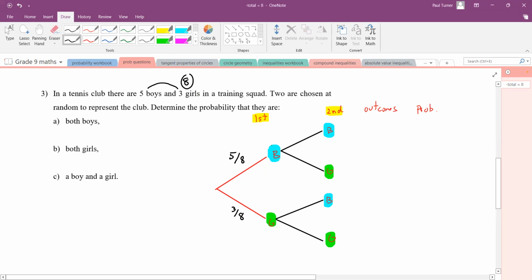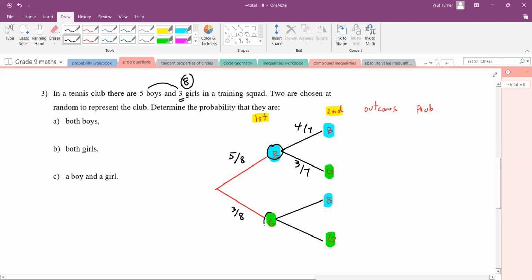Okay, so imagine now we've chosen a boy, and a boy's been picked out. What's the chance of choosing another boy? Well, the 5 boys originally has been reduced to 4. There's only 4 that could be selected from. So this will become 4 out of 7. And if a boy's already been chosen, there are still 3 girls that could be chosen from. So this would be 3 out of 7 for the girls.